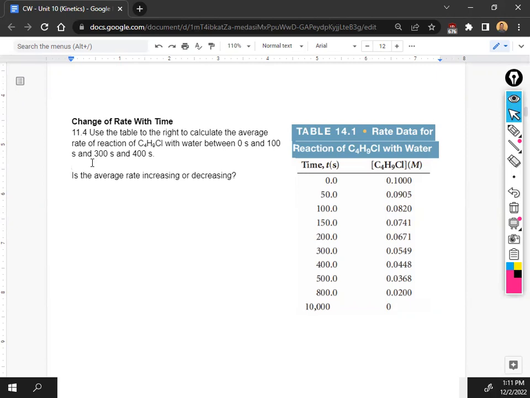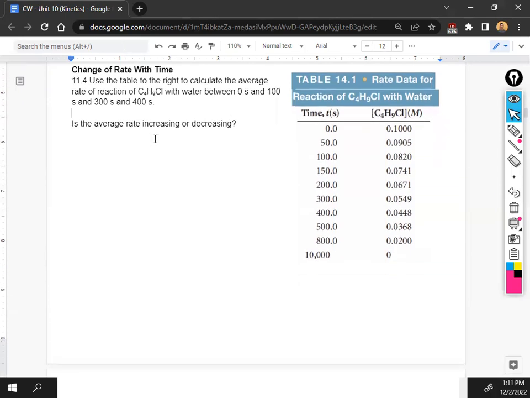Same thing with chemicals. A lot of times the rate at which the molarity changes will change over time, just like how a runner's speed will change over time, their ability to accelerate will change over time. Same thing with these chemicals. And we'll look at how to do that right here.